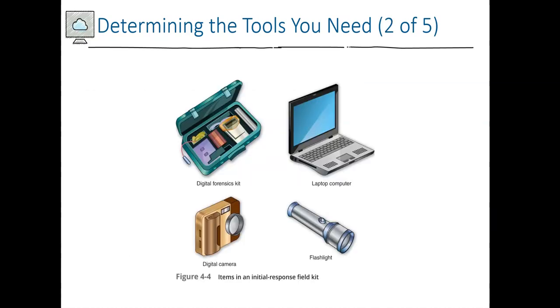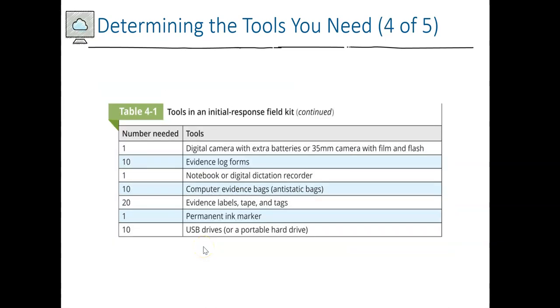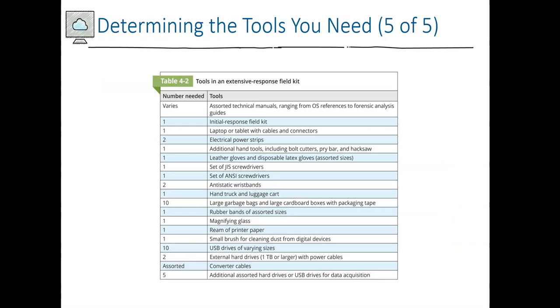For example, in this kind of kit you need a flashlight, digital camera, digital forensics kit, these things, and laptop computers. And here are some of the tools, for example, cables such as the SATA cable. Again, you are not responsible for this, it's just for your knowledge, because it's nice to know. But again, this would be taken care of by the IT guy in your team.